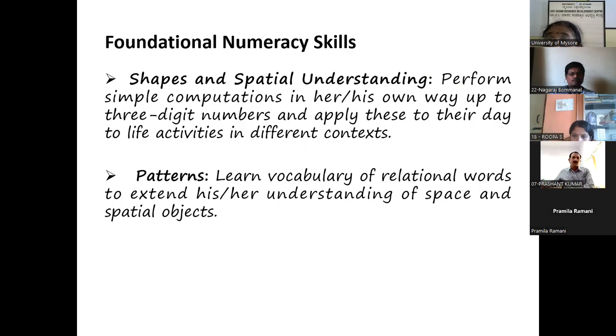Shapes and spatial understandings. This is very, very important. Spatial reasoning is a must for the child because we use it as mechanical engineers, as scientists, as civil engineers. Spatial reasoning is a must. A tailor also uses it. A civil engineer also uses it. A mechanical engineer also uses it.